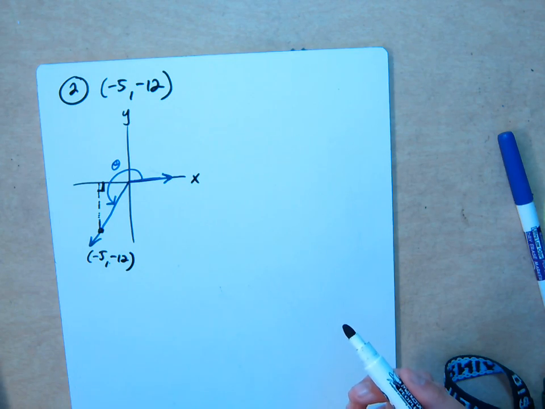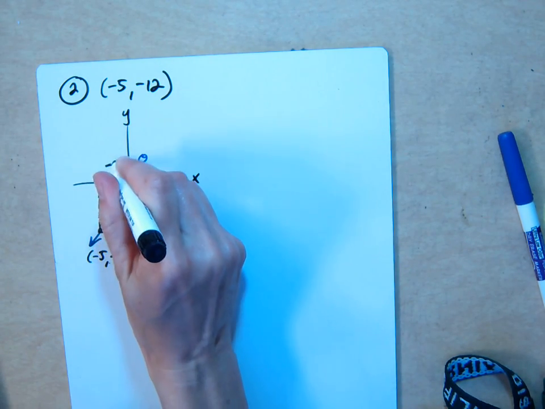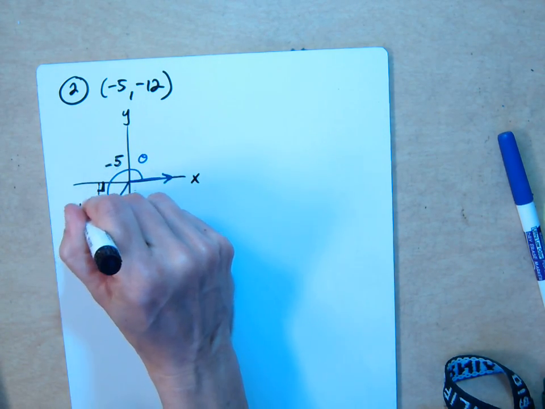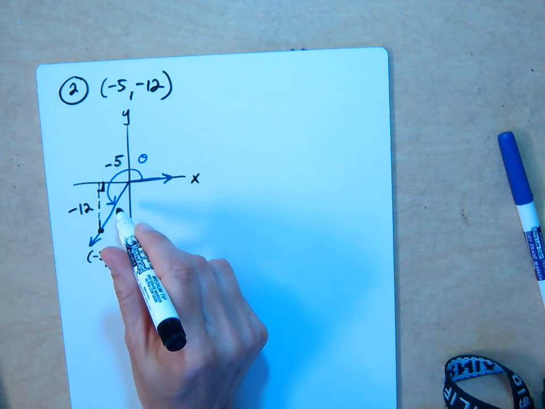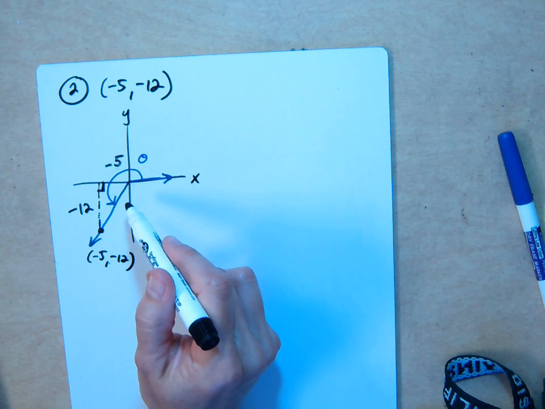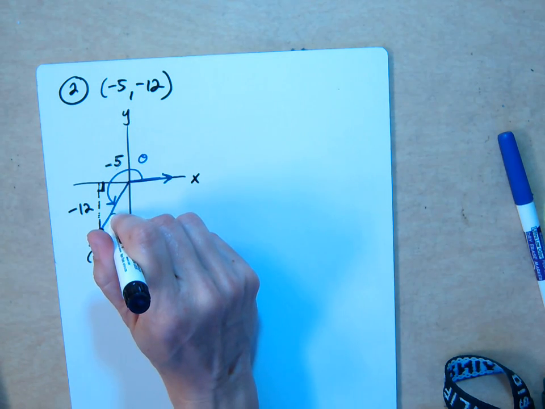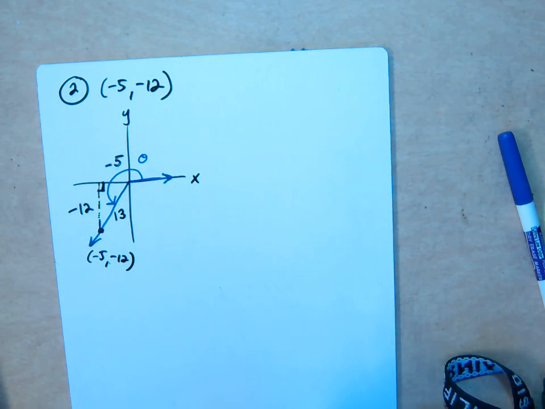Now let's label the sides. To get to this point, you would move to the left 5 and down 12, so those need to be negative and negative. And if you memorize your Pythagorean triple, 5, 12, what number goes here? 13. So you either memorize them, or you would say a squared plus b squared equals c squared. And now we're ready. Once you have the picture right, the rest is much easier.